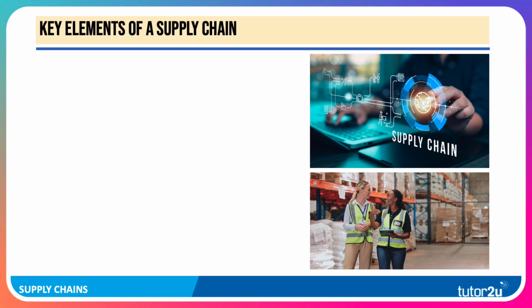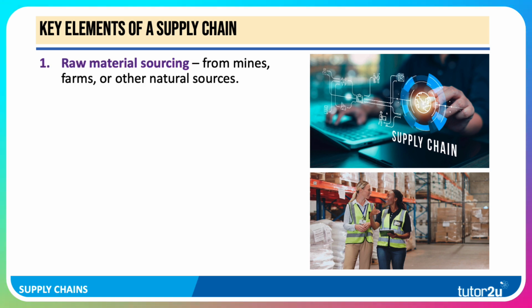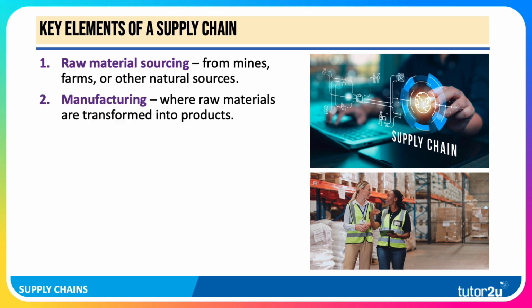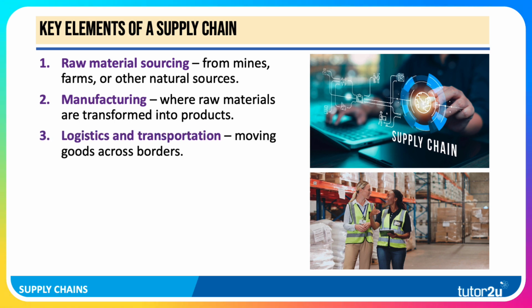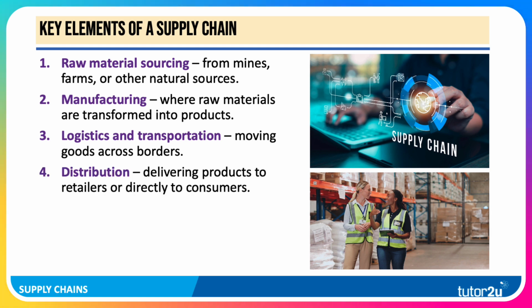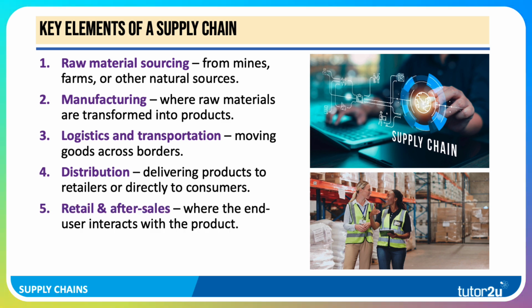So here are the key elements of a supply chain. Raw material sourcing from mines, farms or other natural sources. Manufacturing and assembly, where raw materials are processed and transformed into products. Logistics and transportation, moving goods across borders, across countries to different markets. Distribution, delivering the products to retailers or directly to consumers. And then finally, of course, retail and after sales, where the end user interacts with the product. So be aware of this vertical supply chain at both a micro and a macroeconomic level.